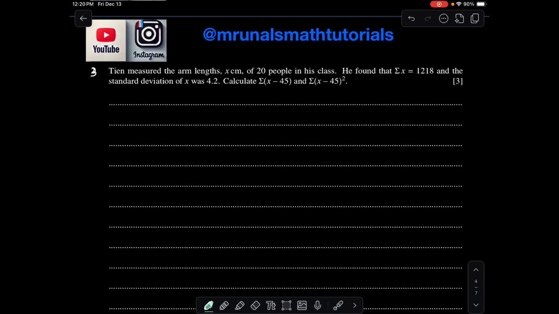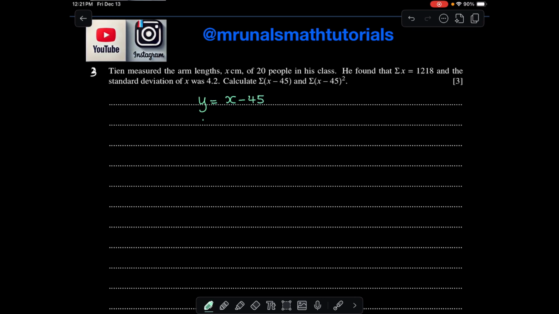Let's look at question number 3 now. Tian measured the arm lengths, indicated as x, of 20 people in his class. He found that sum of x is 1218 and standard deviation of x is 4.2. We need to calculate sum of x minus 45 and sum of x minus 45 all squared. So the coding given to you here is x minus 45. Let us represent the coding as y equal to x minus 45.